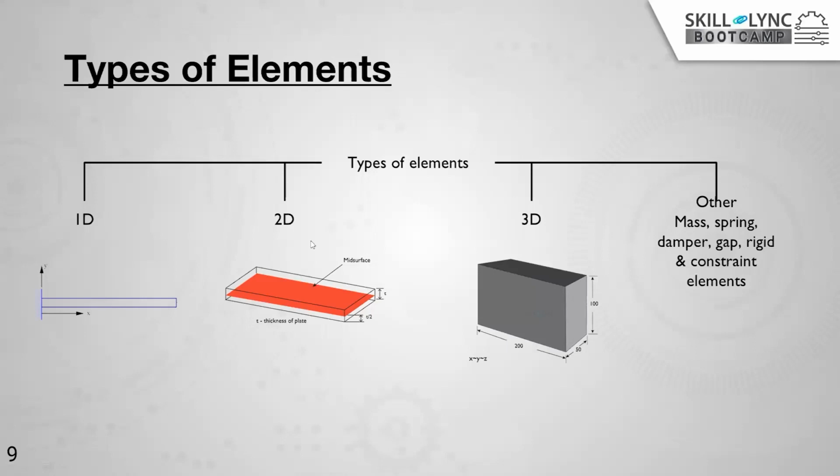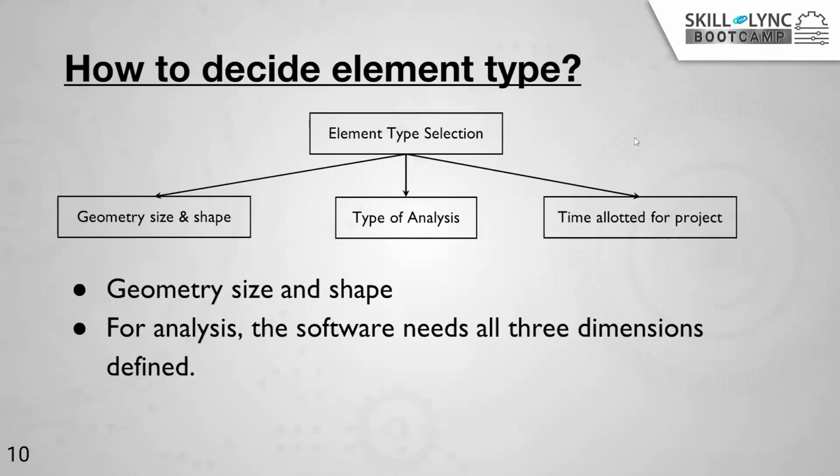Okay, now let's move on to 1D, 2D, 3D in the upcoming slides. So how to decide the element type? Element type selection depends on geometry, size and shape, types of analysis, and time allotted for the project. So starting with geometry, size and shape.